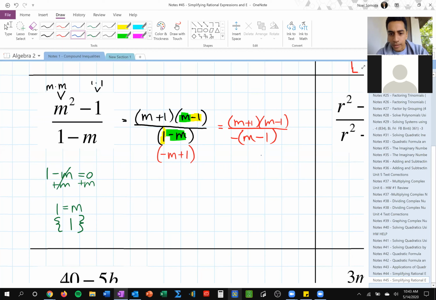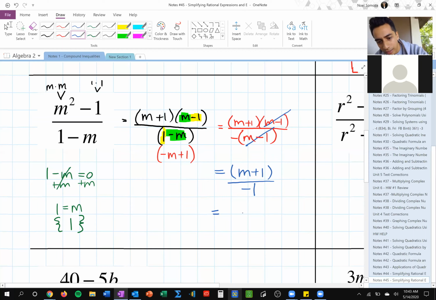All right, so from here, what we want to do now is cancel these two factors out, and then we will be left with m plus 1 divided by a negative 1. That's okay, because if you divide by a negative 1, it just makes the numerator negative as well. So this could also be the same thing as negative m plus 1. It's the same thing. This would be the simplified version of your factor.